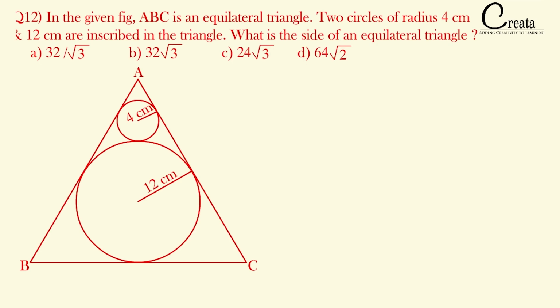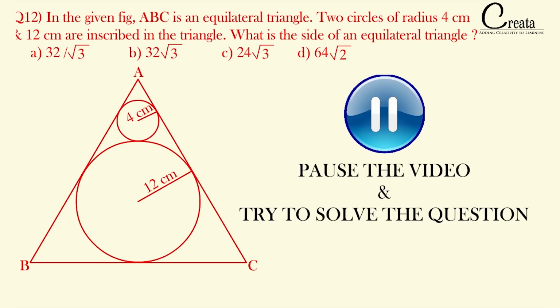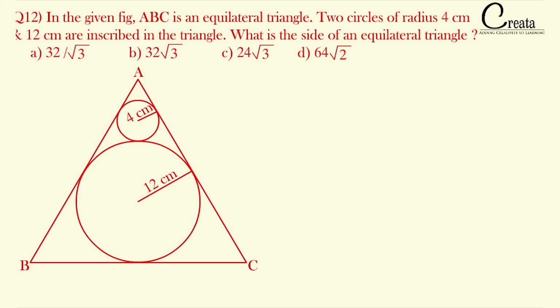The question is, in a given figure, ABC is an equilateral triangle. Two circles of radius 4 cm and 12 cm are inscribed in the triangle. What is the side of the equilateral triangle? 4 choices are given. So we will go step by step. Our first step is to observe and visualize the question. Here an equilateral triangle ABC is given and we have to calculate the side of this equilateral triangle.